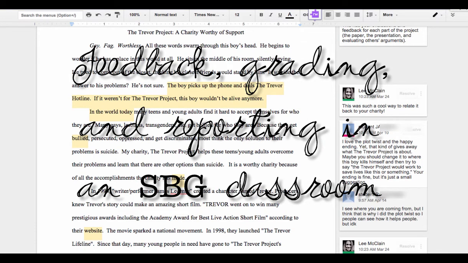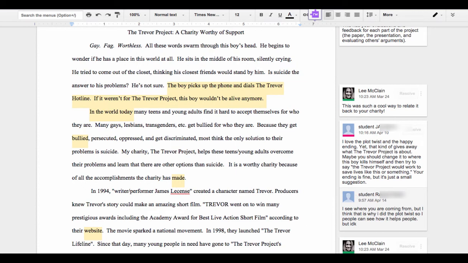Hi there. I wanted to make a quick tutorial on giving feedback, but also how it relates to a standards-based classroom with disaggregating skills in your gradebook, and then how that translates into a gradebook that is in a traditional style school in terms of grading.